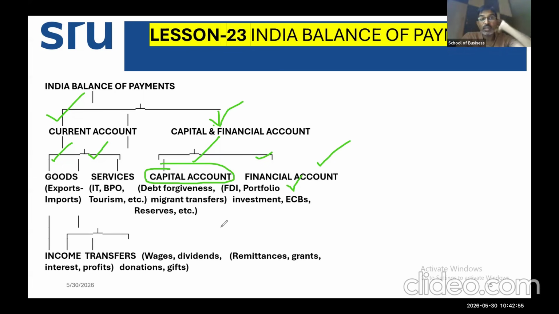Now coming to the current account, we are classifying it into goods and services. Under it, we have income and transfers. Transfers are nothing but wages, dividends, profits, donations, etc. Income is nothing but interest and profits. And this is called the structure of BOP.